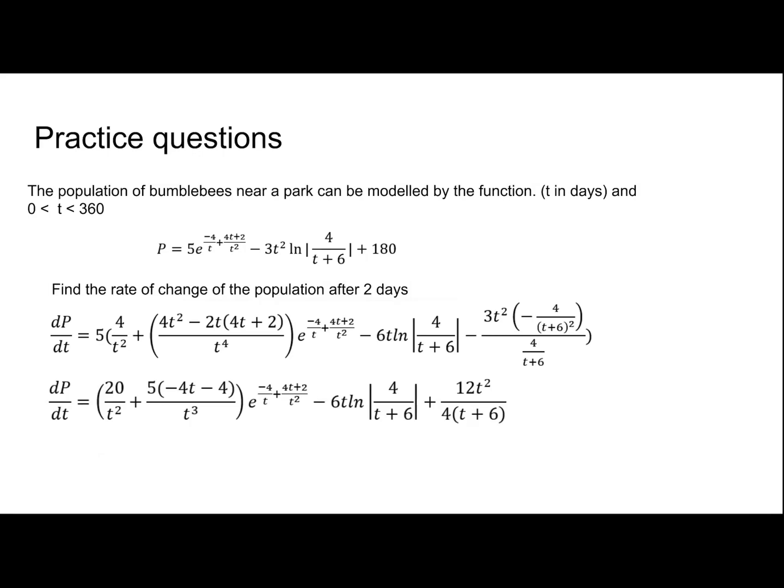Once you multiply by t plus 6 over 4, you'll notice that one of the t plus 6s at the top will cancel with one of the t plus 6s at the bottom. That simplifies your final answer to 12t squared over 4 bracket t plus 6. Now we can find the rate of change after 2 days by substituting t equals 2.